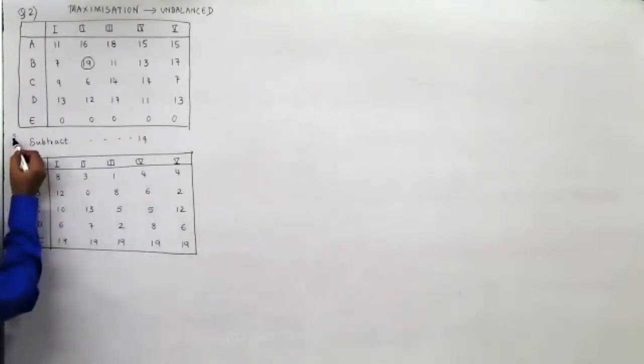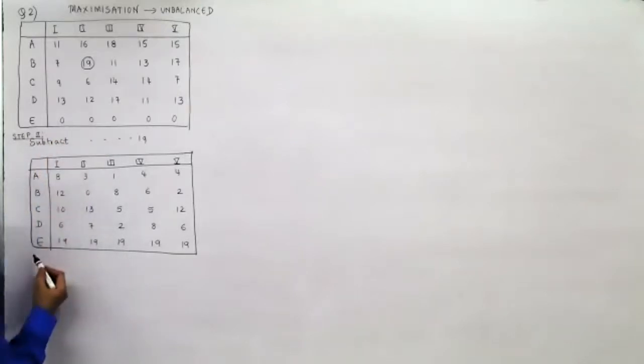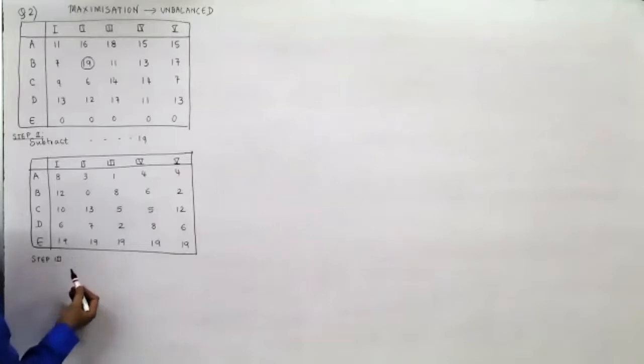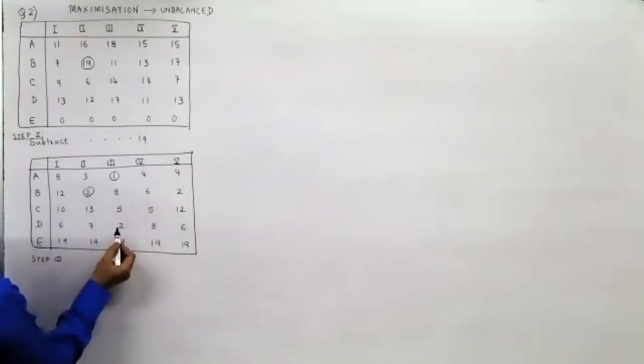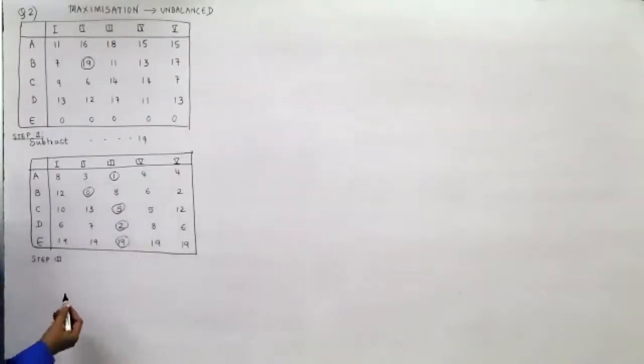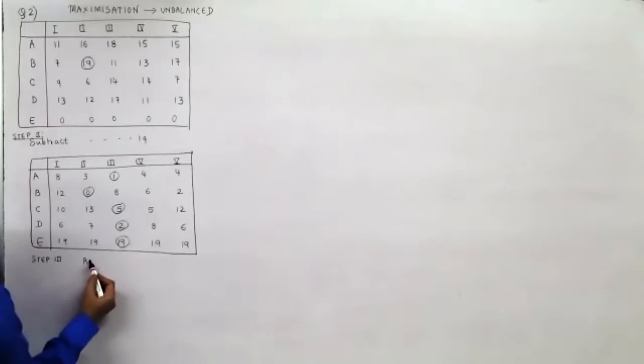Our next step would be, this is step 2. Step 1 is adding 0, step 2 is this, step 3 is row minimization. So this is the minimum here, 5. If I'm going wrong, someone please point it out. Now step 3, row minimization.